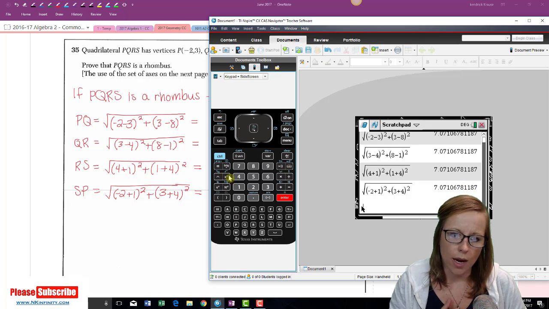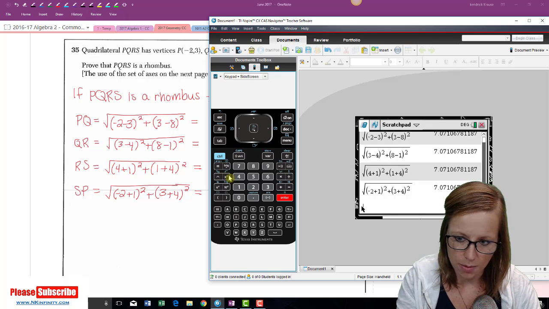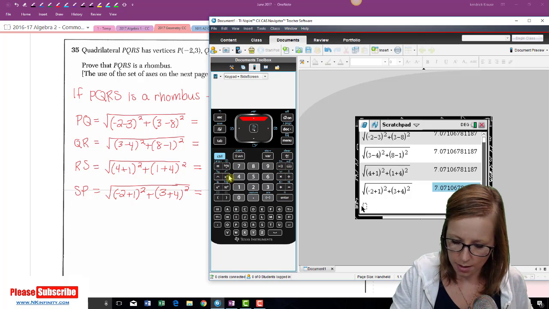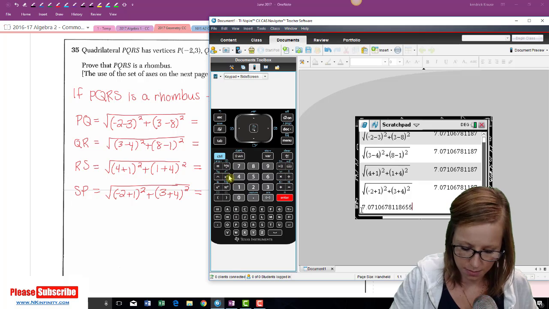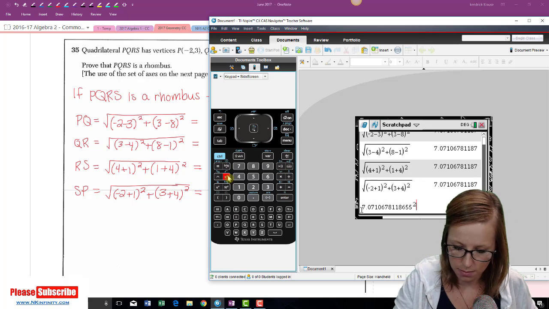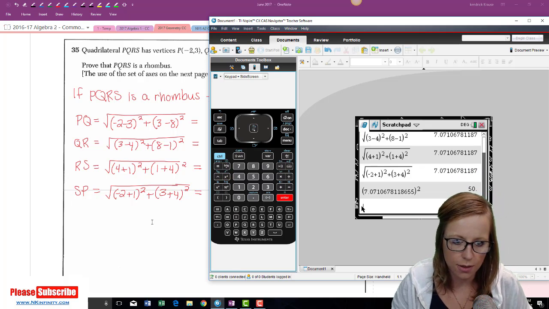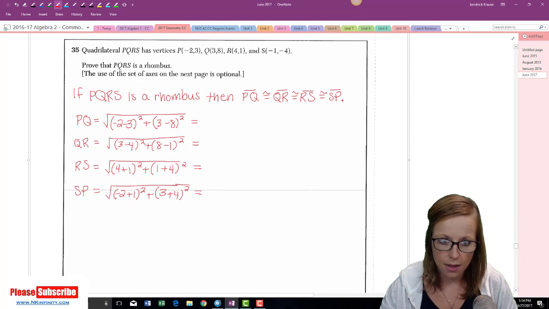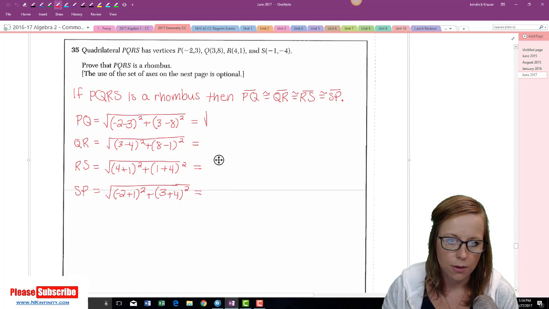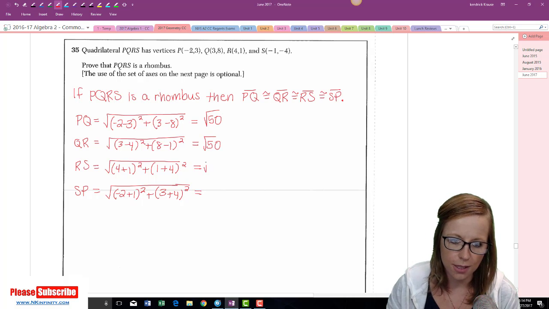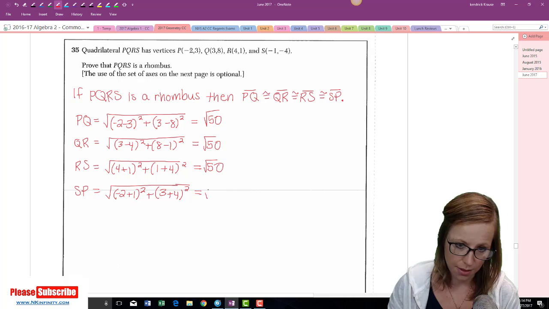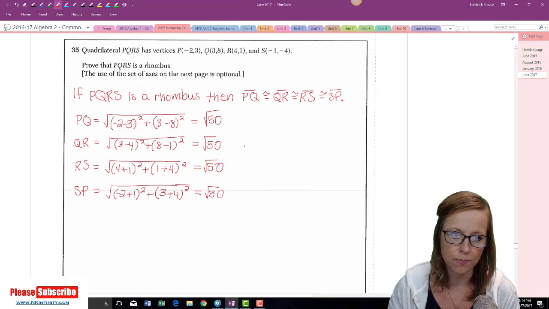Obviously it's not a perfect square, so I'm actually going to figure out what that number is supposed to be. It's supposed to be 50. Okay, so these are all square root of 50. Square root of 50, square root of 50. So now I feel really smart, right? My calculator's doing all the math. I just plugged it into a formula.